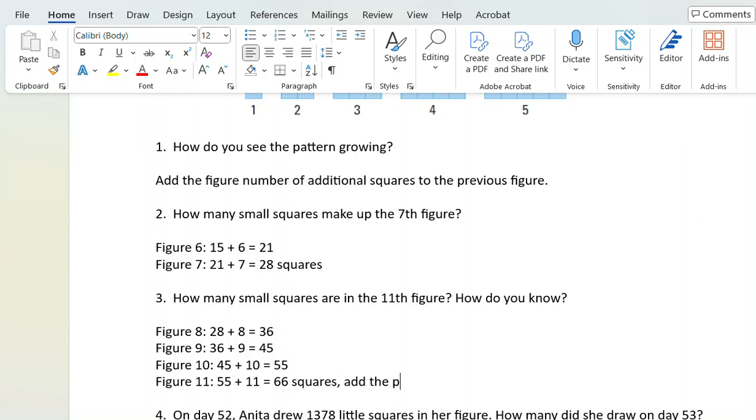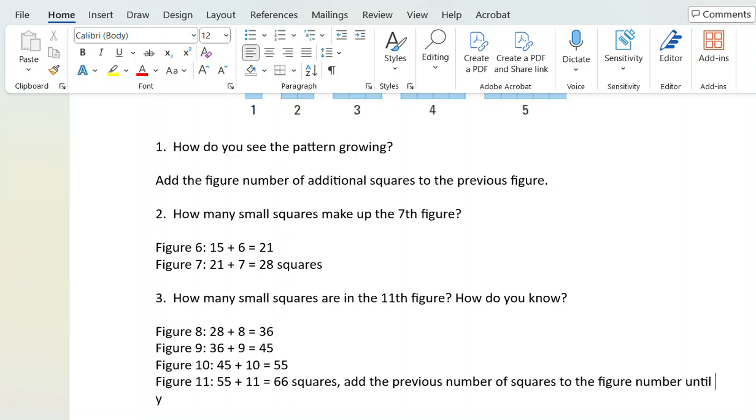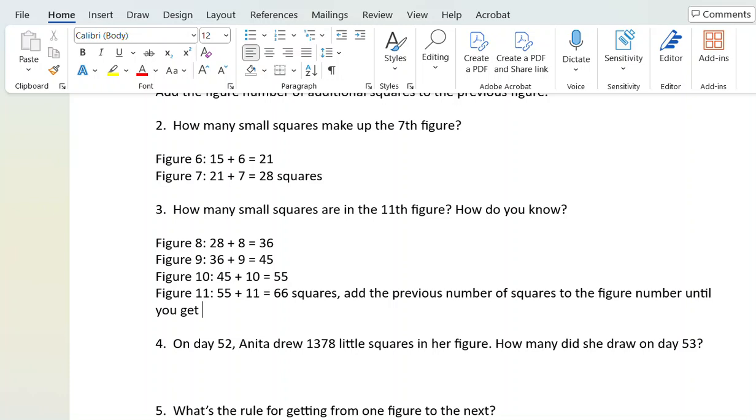So add the previous number of squares to the figure number until you get to the 11th figure.